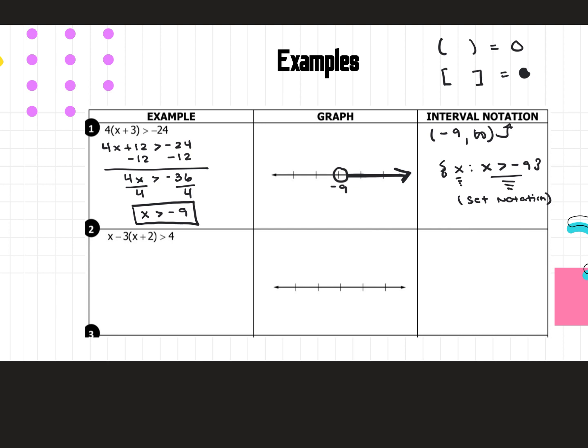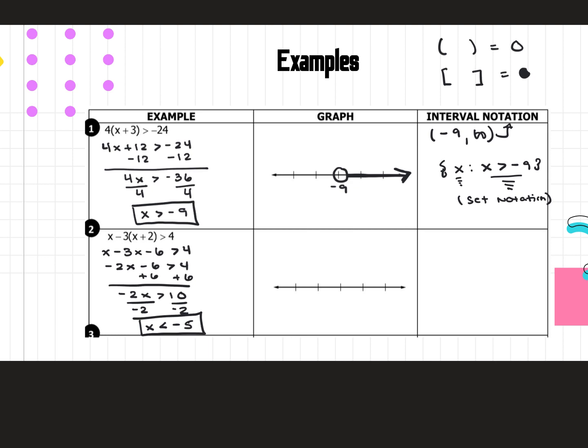All right, let's look at number 2. First thing I'm going to do is distribute that negative 3. So I have x minus 3x minus 6 is greater than 4. I'm going to combine like terms. So I have negative 2x minus 6 is greater than 4. Add 6 to both sides. I have negative 2x is greater than 10. Divide both sides by negative 2, and I get x is less than negative 5. So remember, we have to flip the inequality sign because we divided by a negative number.